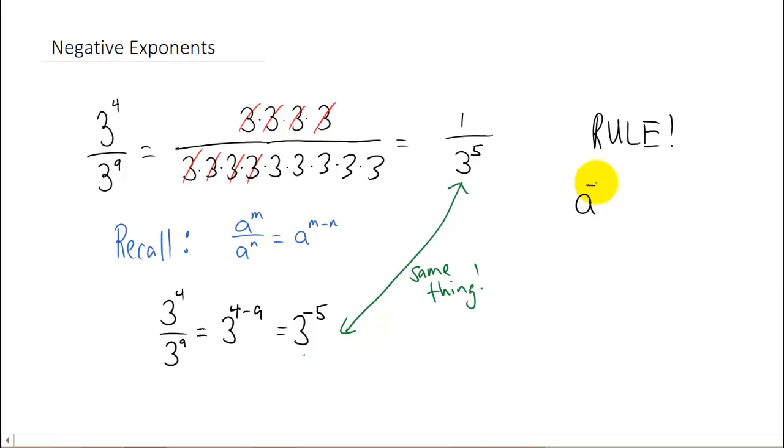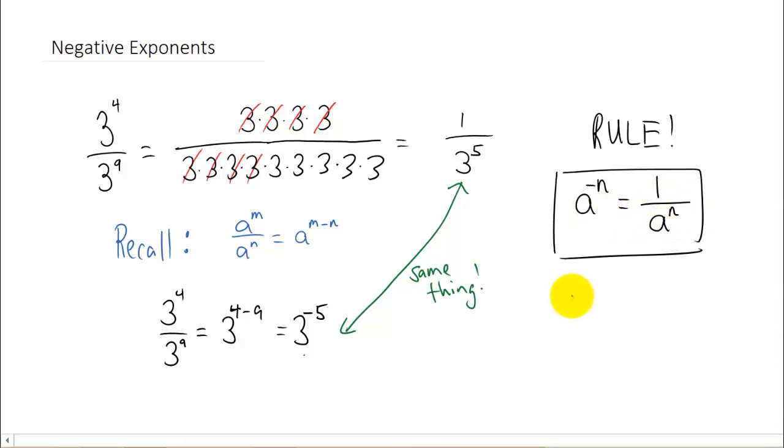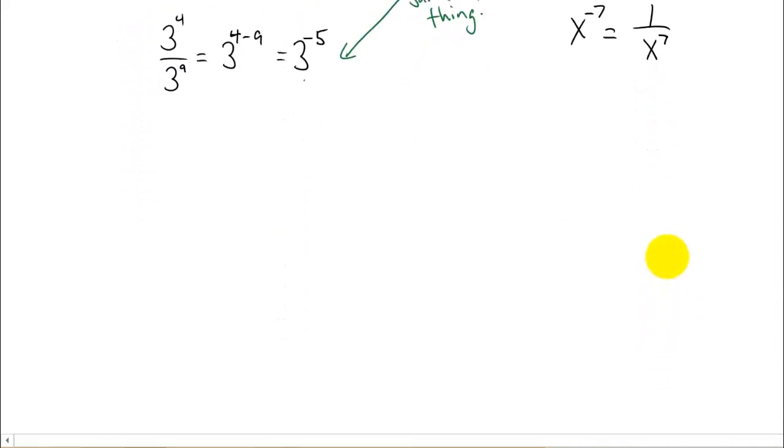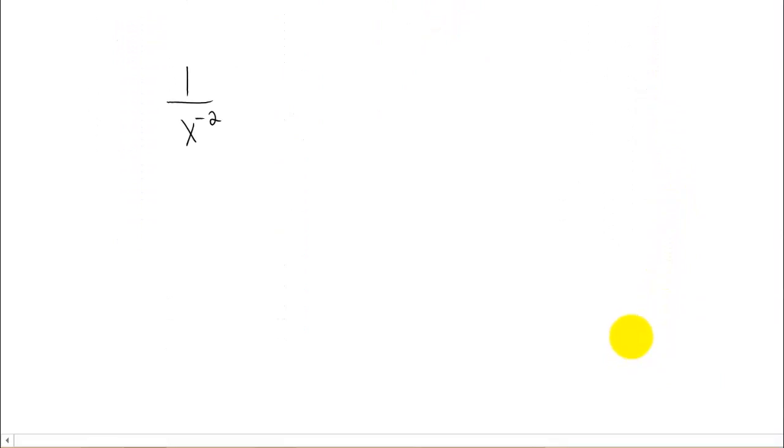You can take any base raised to a negative power, and that is the same thing as 1 over that base to the positive power. So as a really quick example, x to the negative 7th power is the same thing as 1 over x to the 7th power. Well, let's use that idea to come up with another rule. What if you have 1 over x to the negative 2 power? Well, our previous rule says that we can rewrite x to the negative 2 power as 1 over x squared.